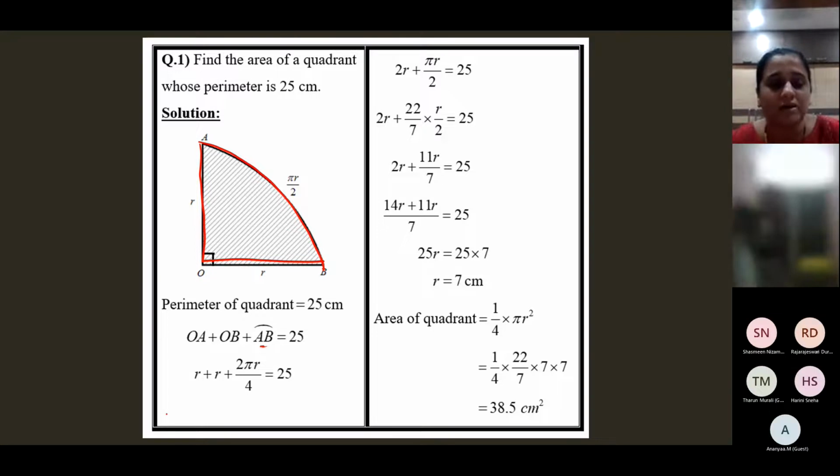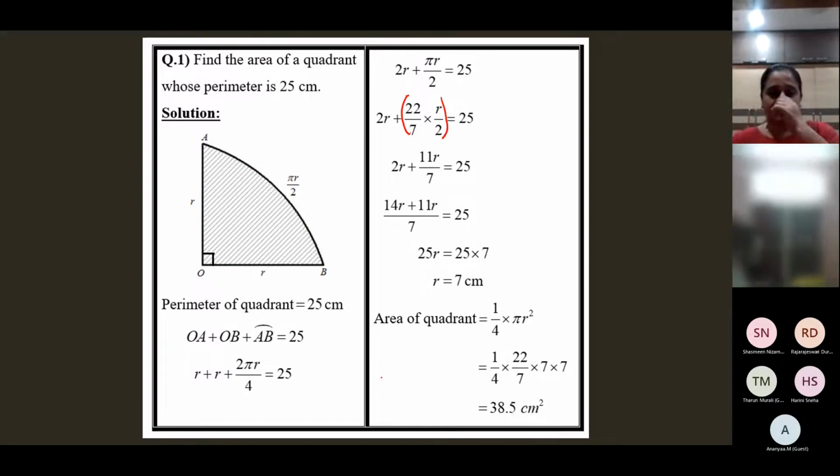Next step, R plus R is 2R plus pi R by 2 is equal to 25. So please work this and find the value of R. 22/7 × R/2, LCM and all that, R is 7. So the radius of the quadrant or the radius of the circle is 7.